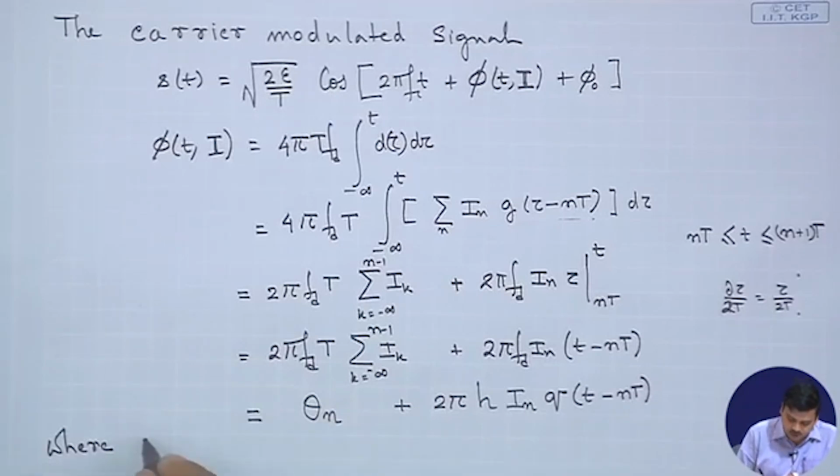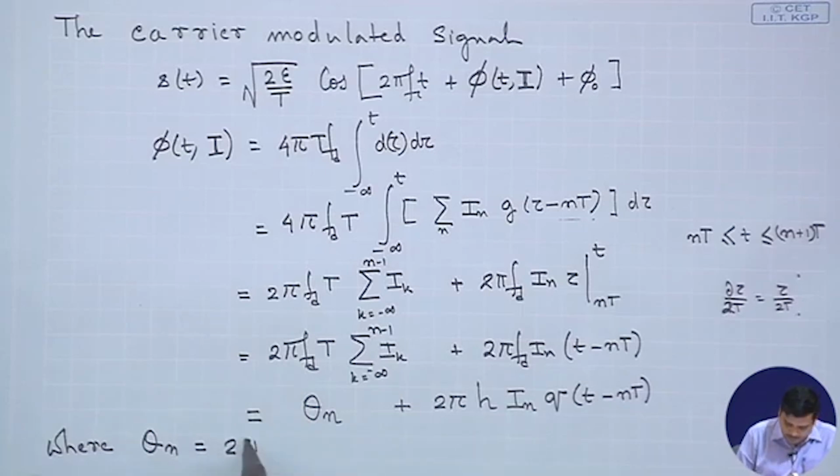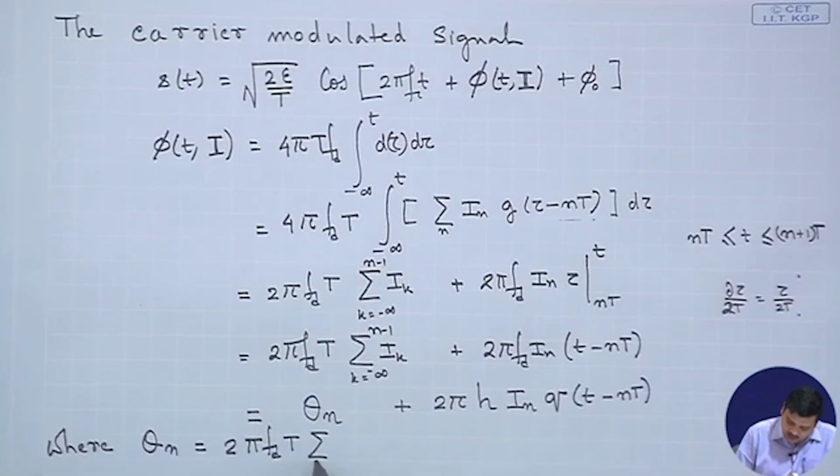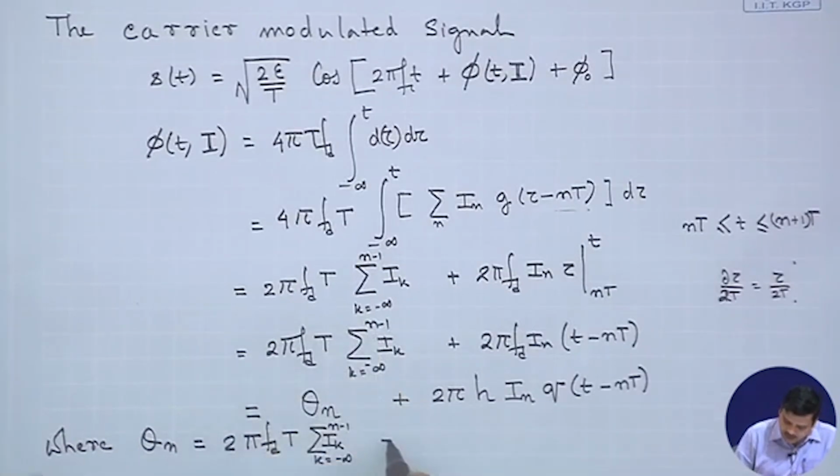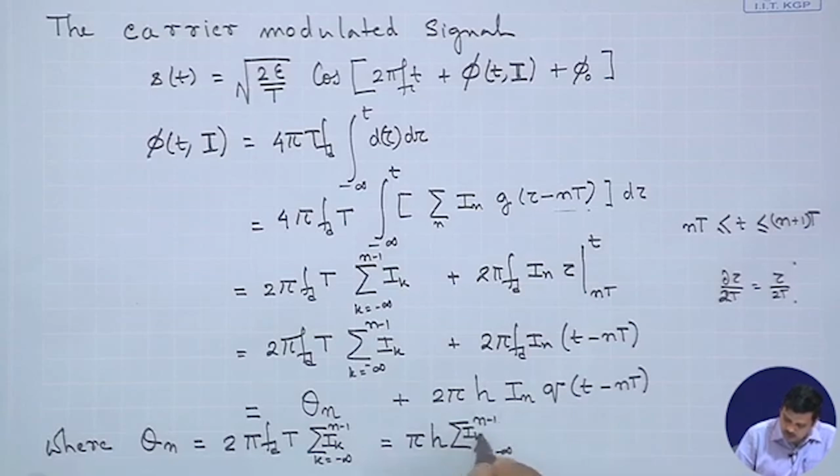where theta n is equal to, if you look at this term, things would be clear, 2 pi f d t and summation k equals minus infinity to n minus 1 of I k. So, that exactly matches with this, and you could write it as pi h sum of k equals minus infinity to n minus 1 of I k, where h you would put as 2 f d t.